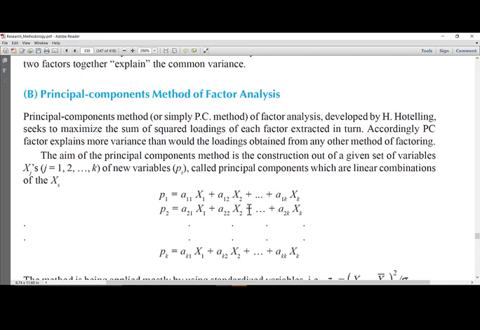Now we consider the principal components method, or simply the PC method. This is also called the principal components analysis method. This was developed by Hotelling, and it seeks to maximize the sum of squared loadings of each factor extracted in turn. More importantly, this PC factor explains more variance than would the loadings obtained from any other method of factoring. This is an important point. And there are many methods of factor analysis.